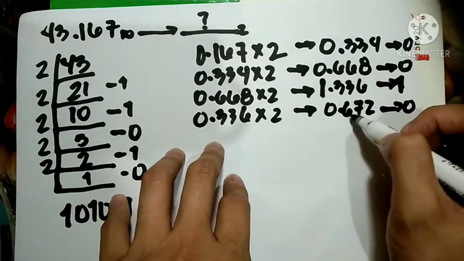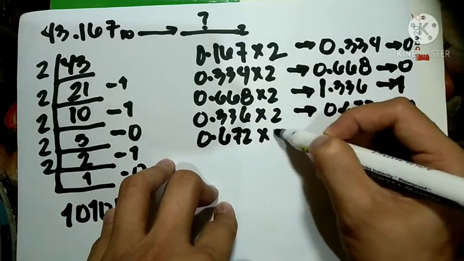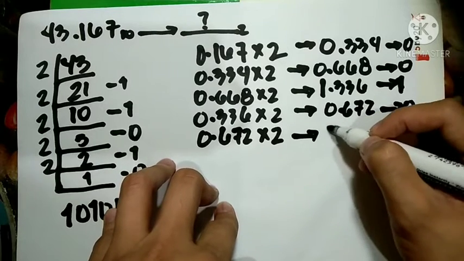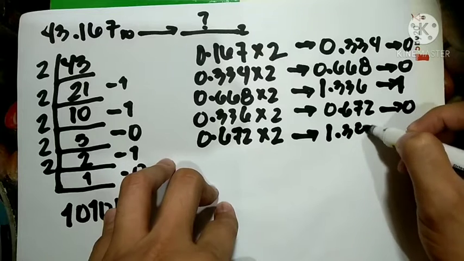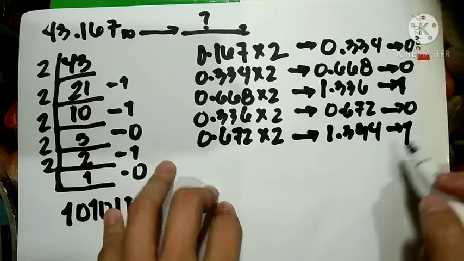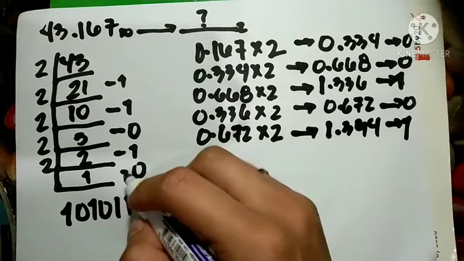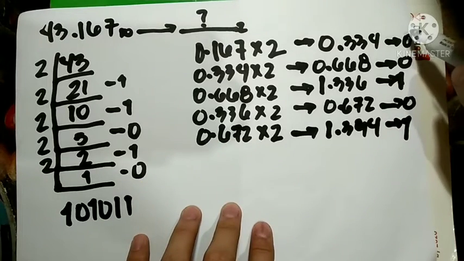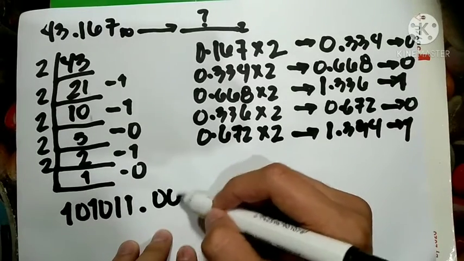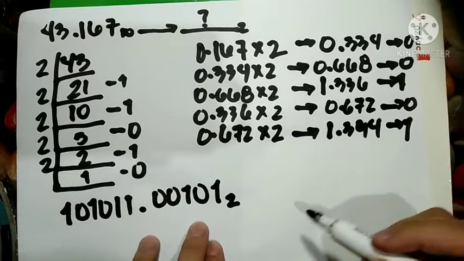So let's try to multiply 0.672 times 2. We get the answer 0. But our answer is 1.344, and we'll consider this one. So obviously, it is never ending. So let's stop right here. And unlike this one, our answer will be written from top to bottom. So our answer is 00101 in binary.